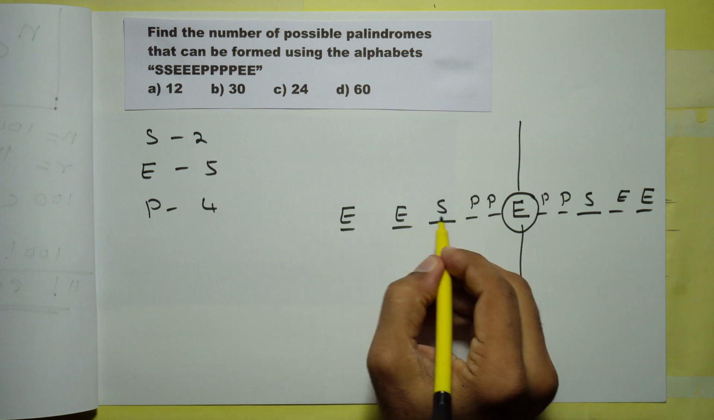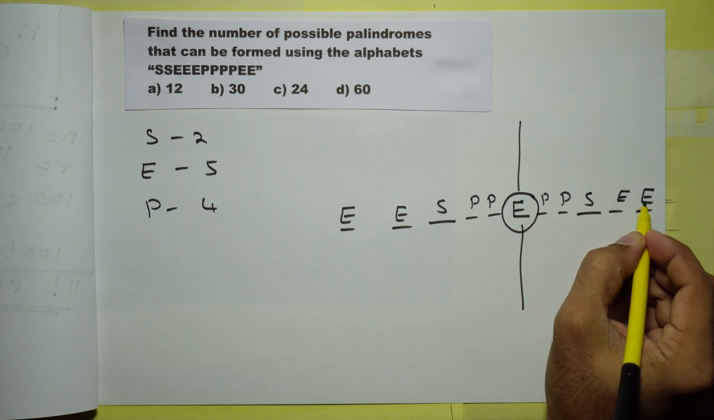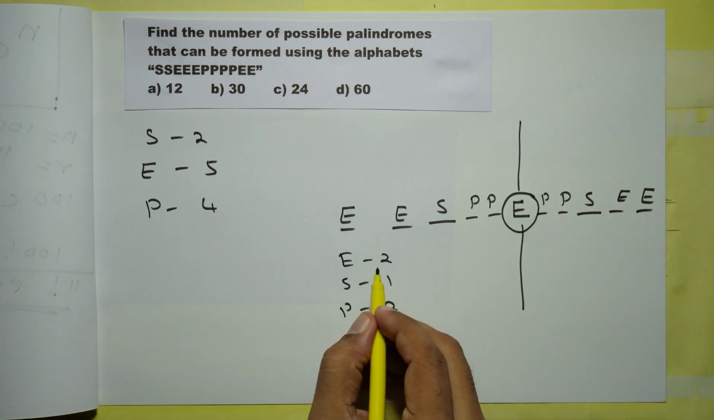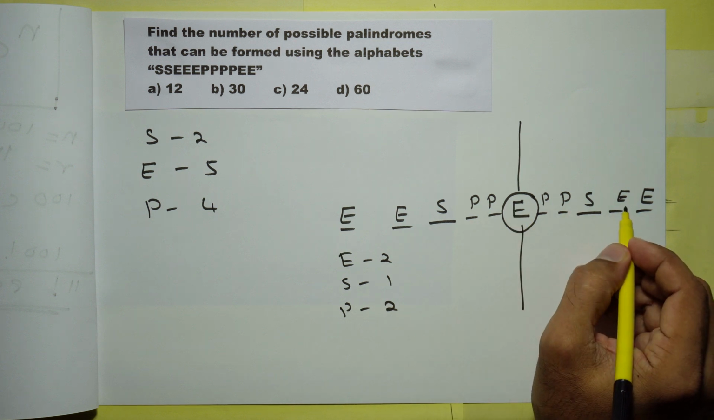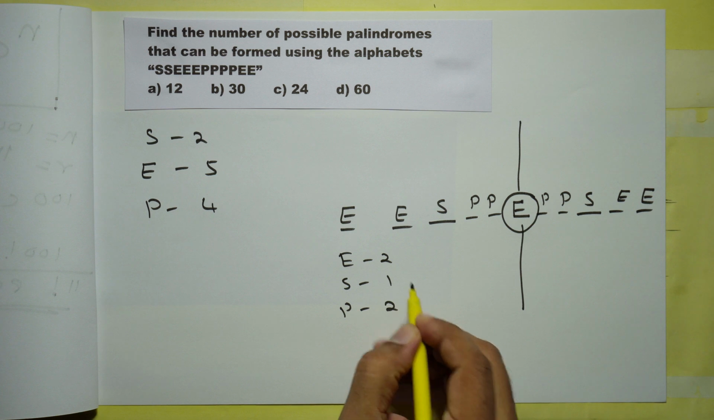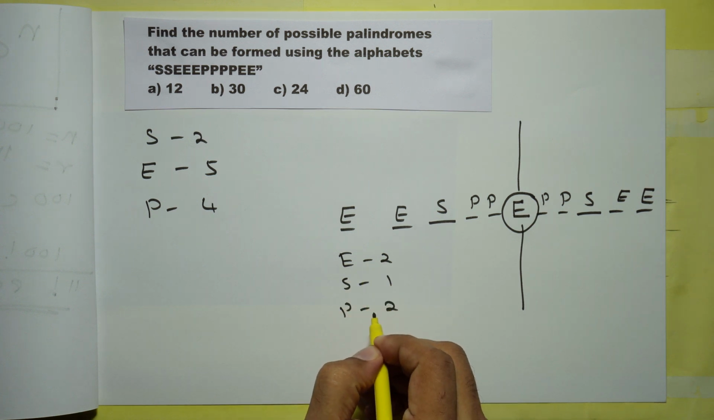And for each arrangement, the two P's, one S and two E's should be arranged in the same order when it is read from the right. And from each arrangement you can form a palindrome. So 2 plus 2 is 4, plus 1 is 5. 5 alphabets are there, out of which 2 of them are same and another 2 of them are same. In how many ways can they be arranged?